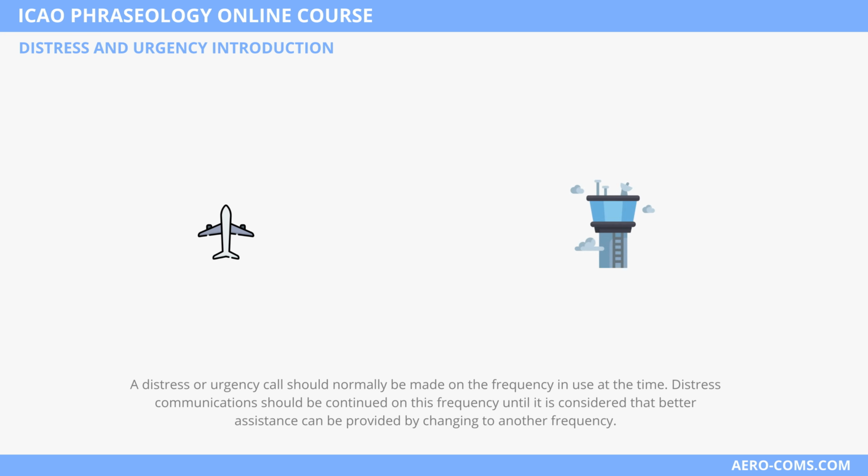A distress or urgency call should normally be made on the frequency in use at the time. Distress communications should be continued on this frequency until it is considered that better assistance can be provided by changing to another frequency.